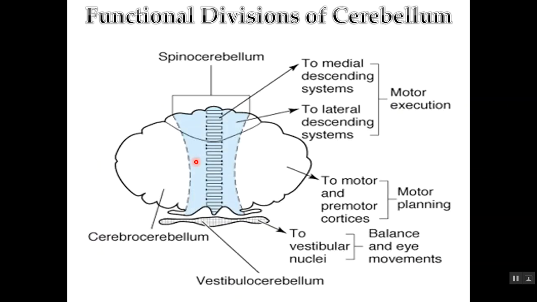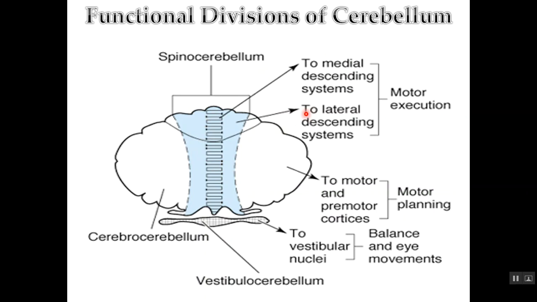What about the functional divisions of the cerebellum? According to its function and its connections, we divide the cerebellum into three main parts, or three functional divisions. The first one is the folliculonodular lobe, and this is called the vestibulocerebellum or archicerebellum. It is connected to the vestibular system, and is concerned with regulation of our body equilibrium or balance. The second part is called the spinocerebellum, which includes the vermis and the paravermal zone.